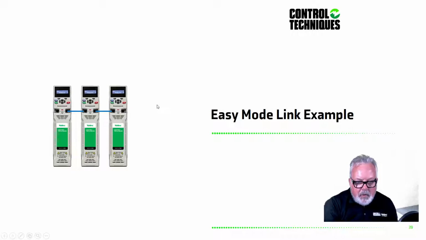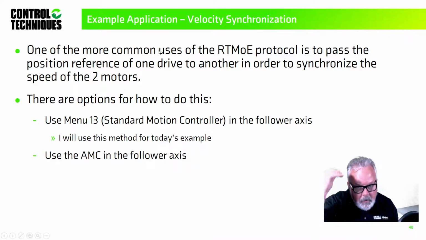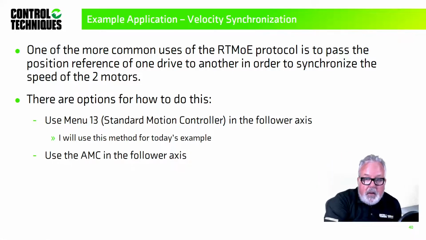So that's the nuts and bolts of an easy mode link, but now let's put it into practice. One of the more common uses of this is to pass the position reference of one drive to another in order to synchronize the speed of the 2 motors. If you've ever done a master-follower type of application before, using traditional means, you would have a master encoder somewhere, and then you'd wire the encoder pulses out of that encoder in a daisy chain fashion to all of the followers who are going to be following that speed reference.